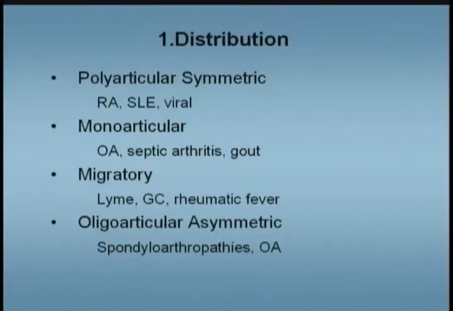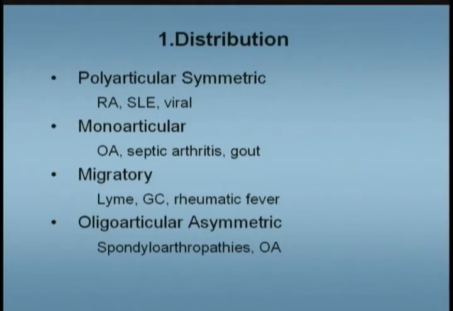So when I hear a story about monoarticular arthritis, I think about these three diseases, and then my next question is: is it acute or chronic? Because if it's chronic, I'm going to think about osteoarthritis. If it's acute, I'm going to think about septic arthritis or gout. They look exactly the same. Then the fourth one is migratory arthritis.